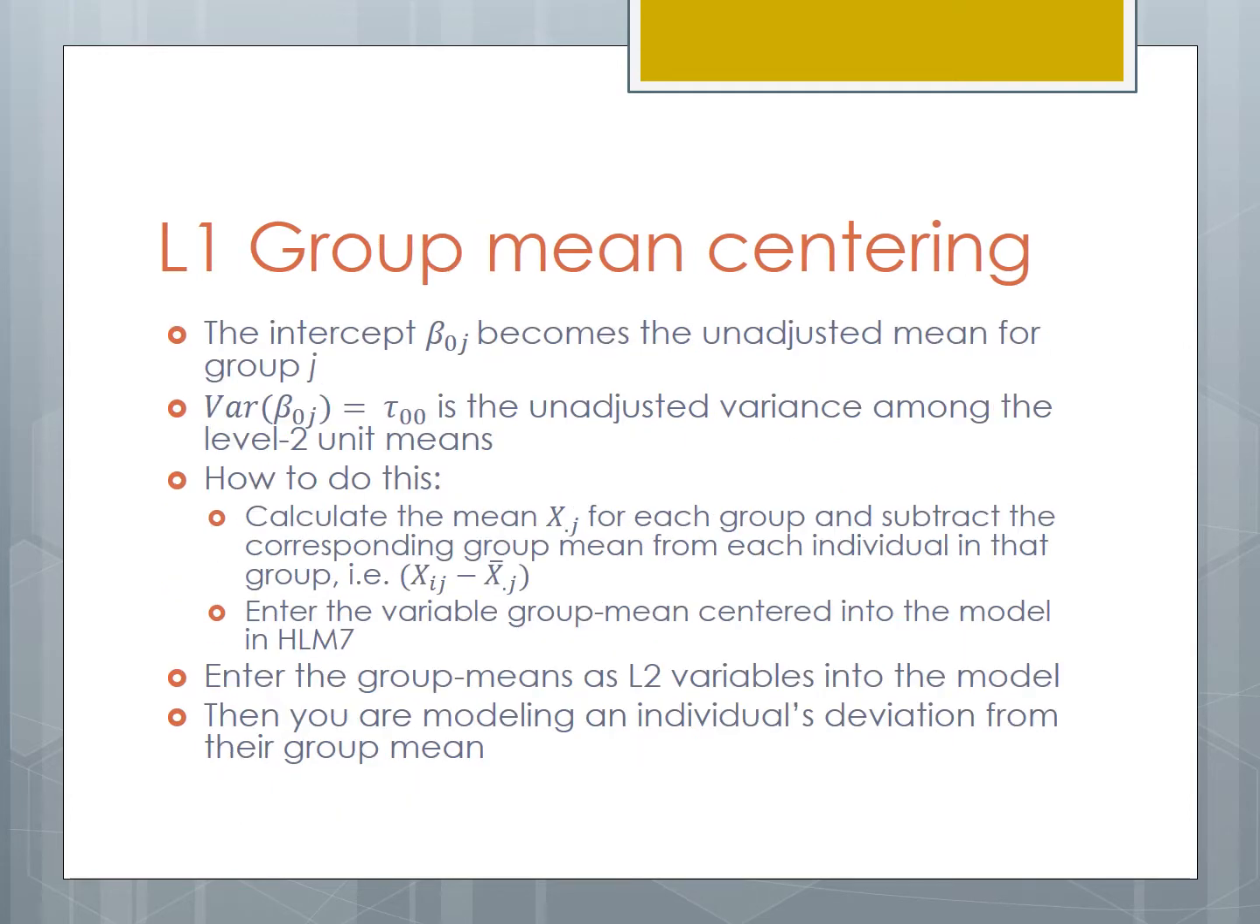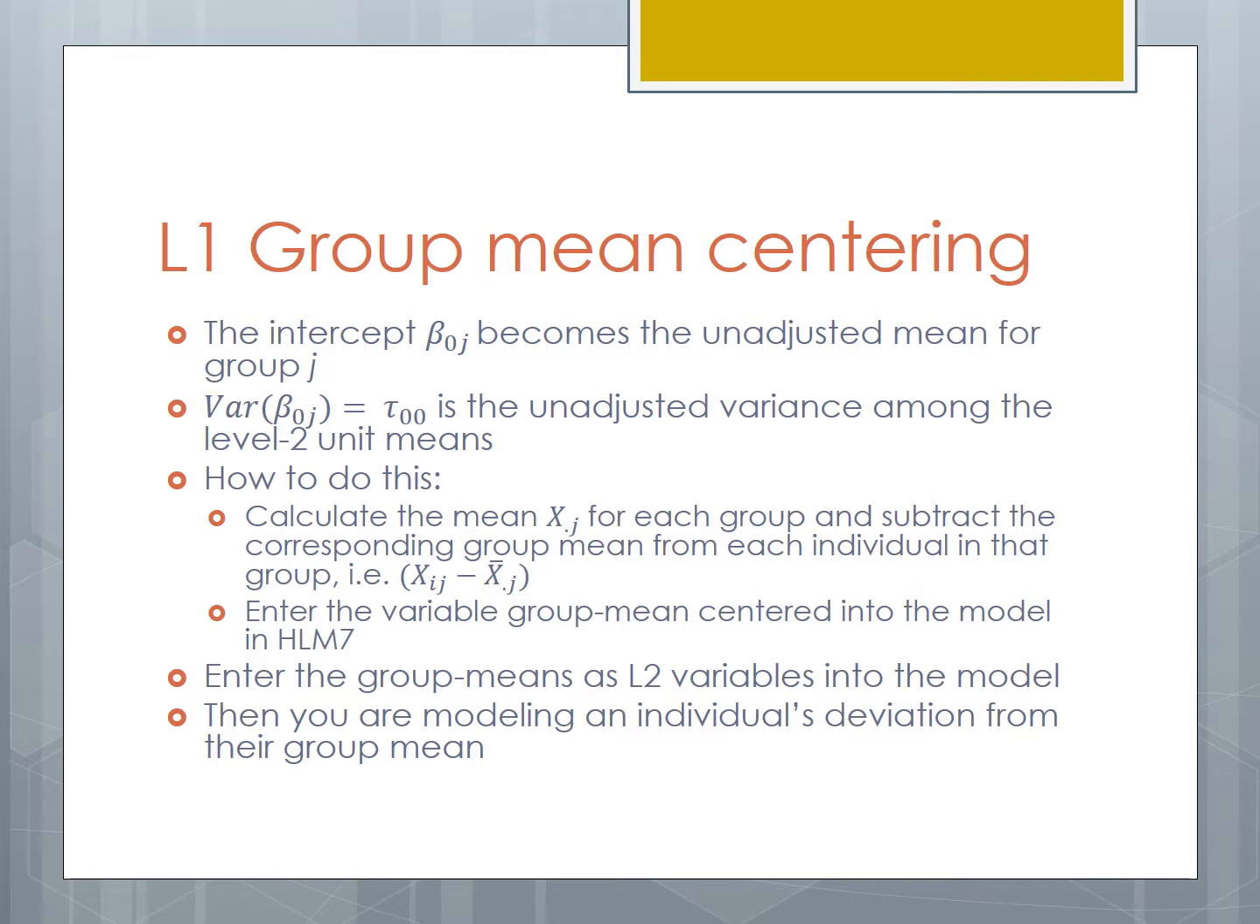So the other option then is group mean centering. With grand mean centering, we're comparing an individual's deviation from the entire sample. Group mean centering is the same concept, but we're comparing now somebody to the mean of their group. So how do we do this?